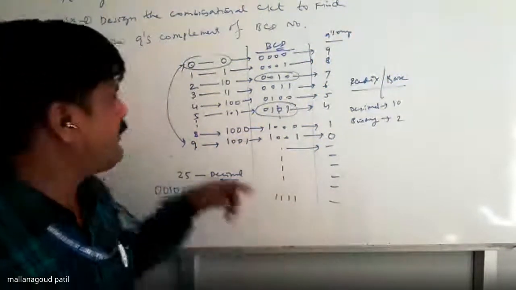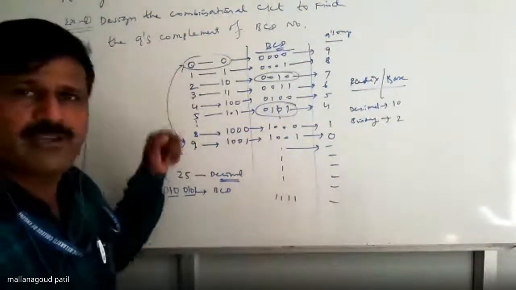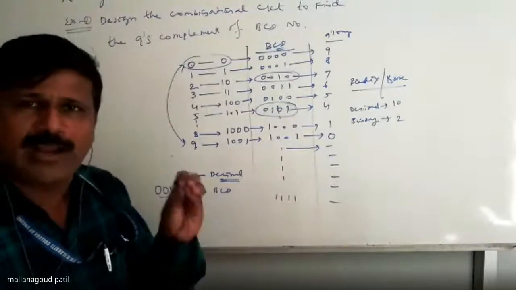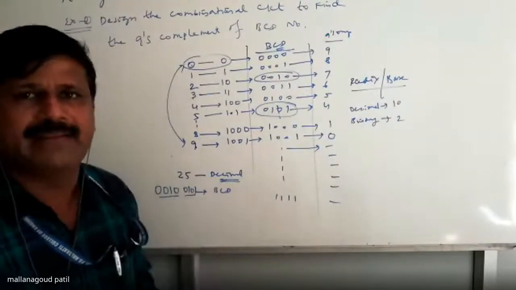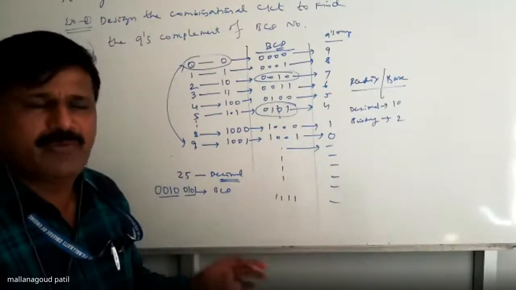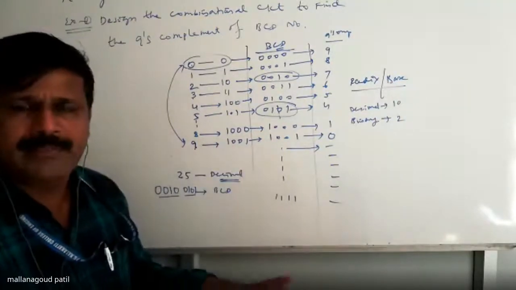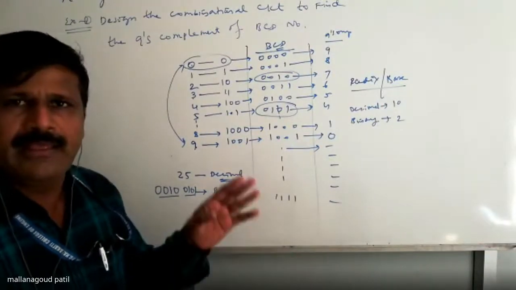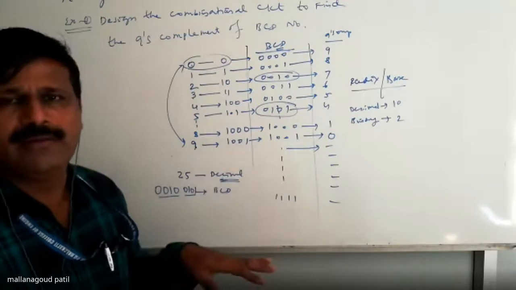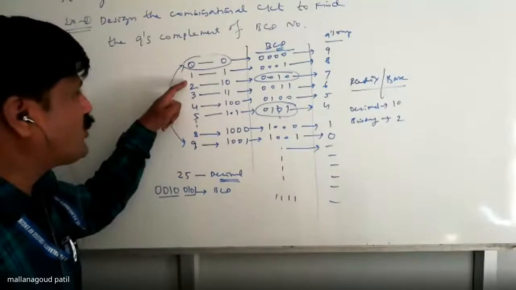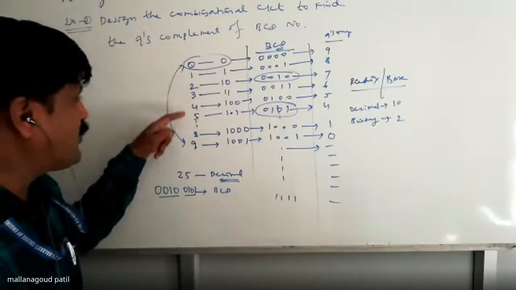In a decimal number you are using from 0 to 9. How many digits are from 0 to 9? 10. How many digits are you allowed to use to write the number? That is the radix. That is the base. Very simple. If I am writing any number, that number uses digits. How many are allowed? For decimal, 0 to 9. For binary, 0 and 1. For octal, 0 to 7.